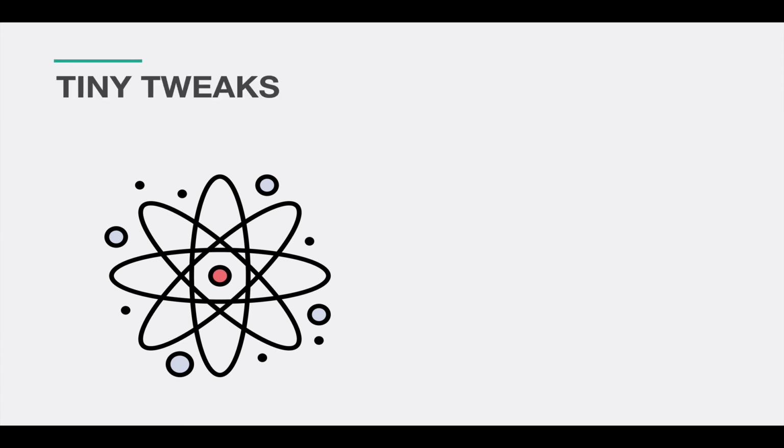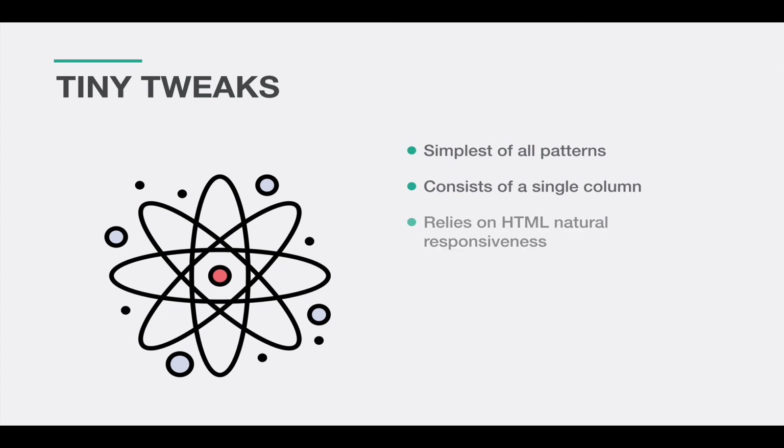Okay, so the first pattern we're going to talk about is tiny tweaks. This is the simplest of all the patterns we're going to talk about. It's very, very simple. And it's simple because, one, it consists of a single column. Regardless of screen size, it's one column. And the other thing is that it relies heavily on HTML's natural responsiveness.